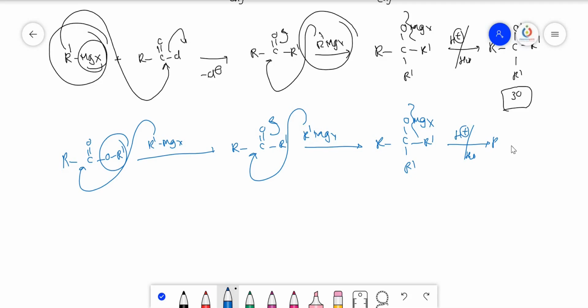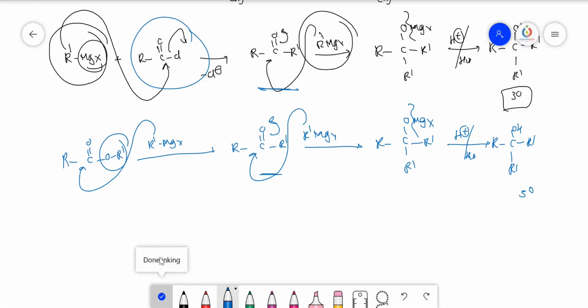It breaks the bond like this, so ROH with R' and R'. It means both acid chlorides as well as esters, on reaction with 2 moles of the Grignard reagent, give the tertiary alcohol. If only 1 mole, they give the ketones. So this is the ketone step.